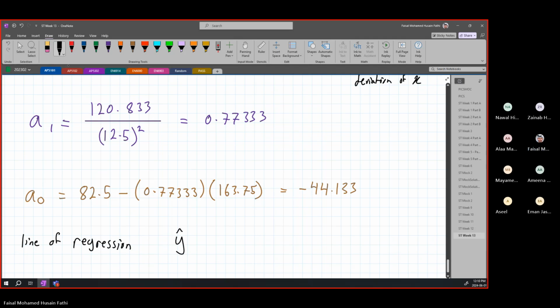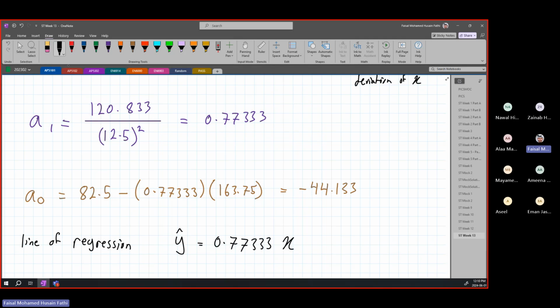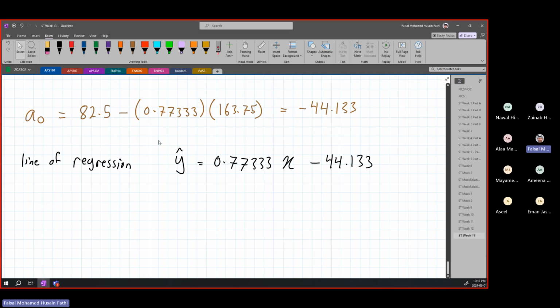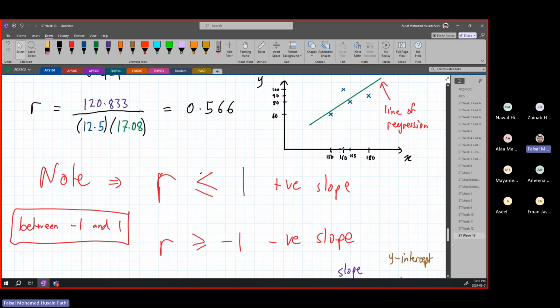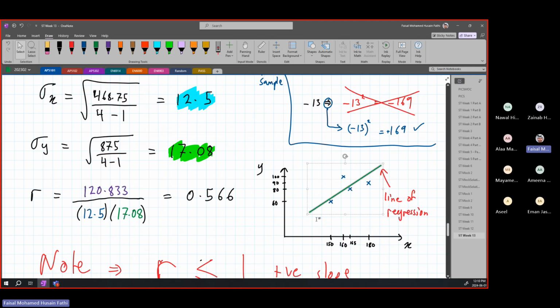All right. And now, if we want to write our line of regression formula, the line of regression, y is equal to a1, which is 0.77333x minus 44.133, because we got a negative value for our y-intercept. And this is basically the equation of this line over here that I estimated.